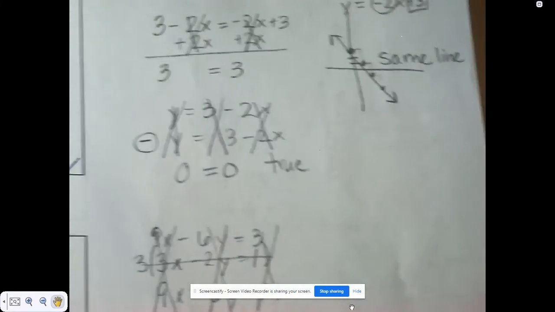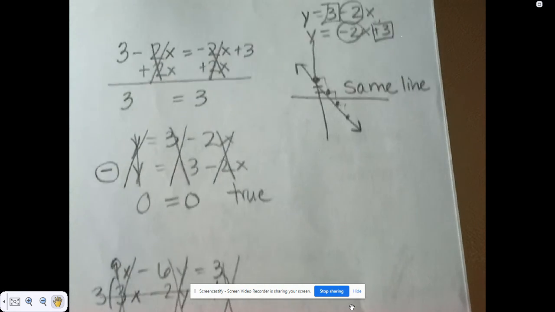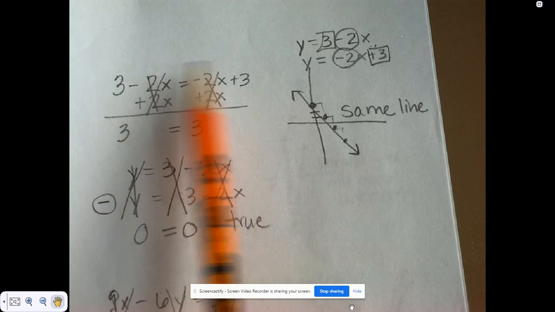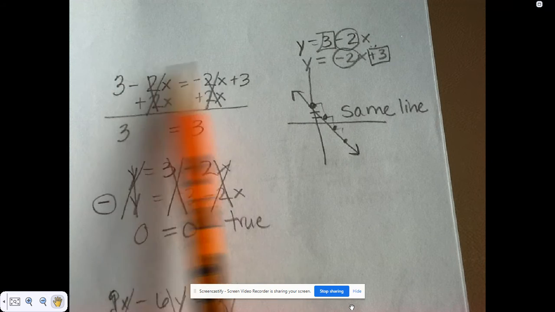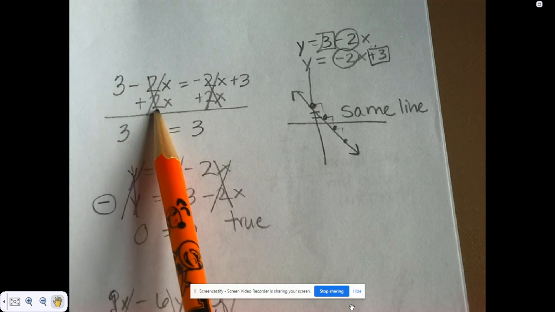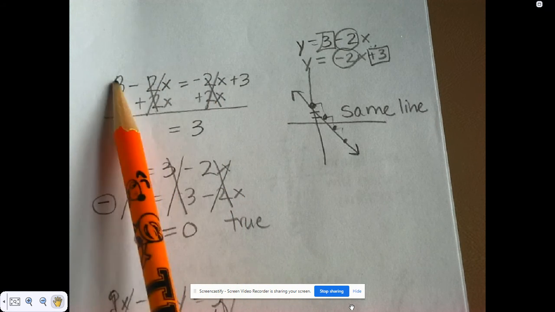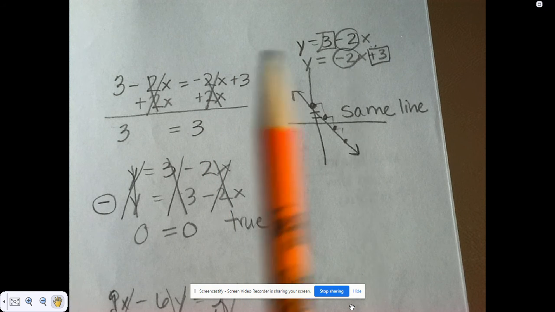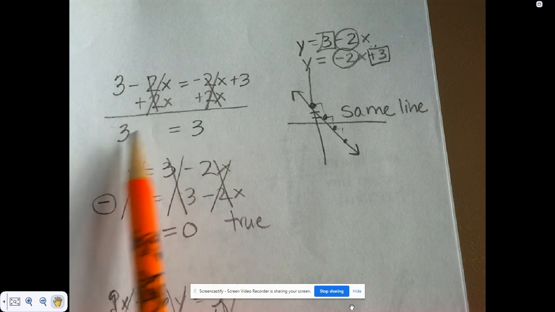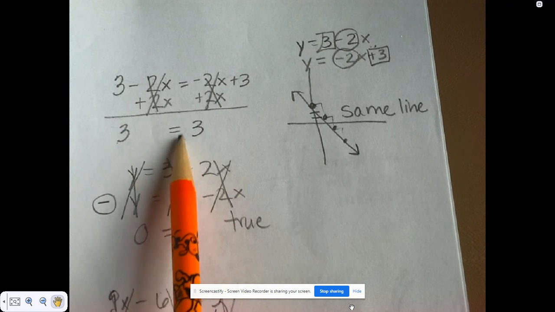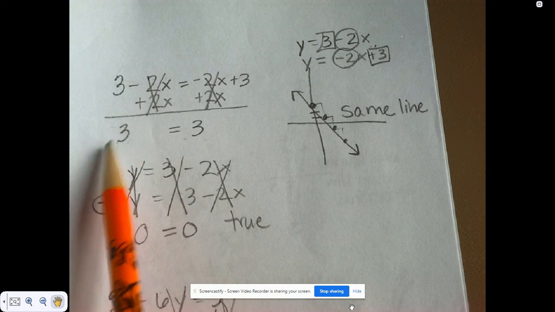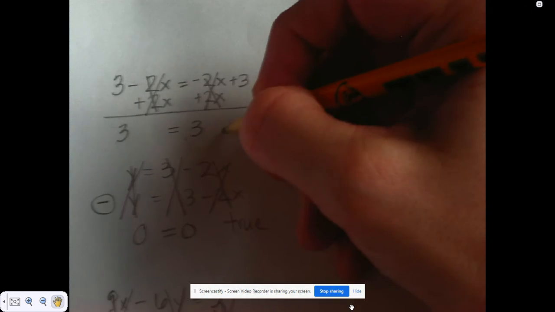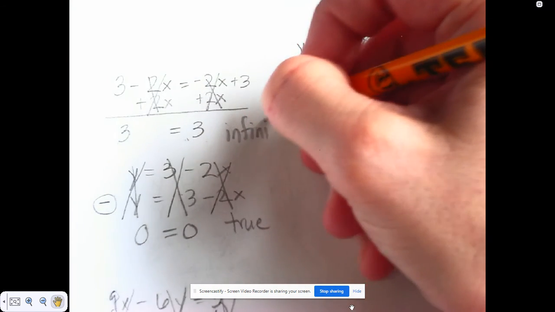All right, we are back with the answers. I'm going to show you all the methods. So over here, I figured out that this was y and this was y, so I substituted their equal values. I add 2x to both sides. I end up with 3 on one side and 3 on the other side. There actually is no x anymore. When I look at that, I see that yes, 3 does equal 3. That's true. If the statement is true, that means it's going to be an infinite amount of solutions. So I'm going to write the word infinite.